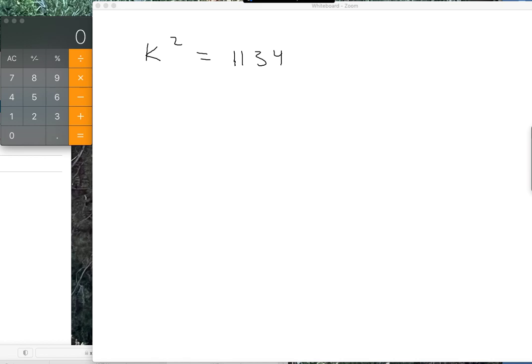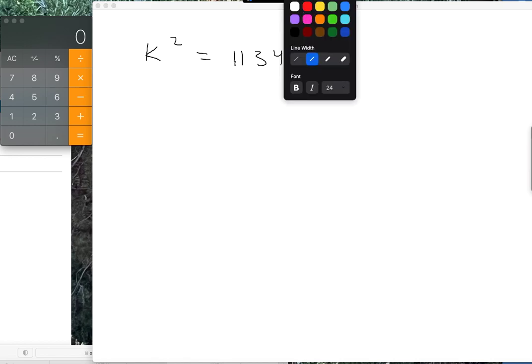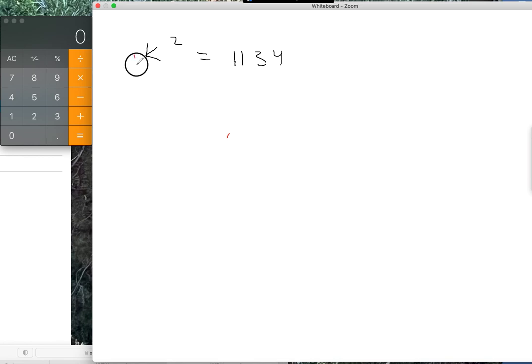Coming over here, when the number's a little tougher, we're still going to root both sides. Same principle, but the hard part now is the chapter 4 material, trying to figure out how to simplify that 1134. So the square root of k squared makes plain k, and this is going to be plus or minus something. So here's where I want to figure out how I can break down 1134 to see if there's any perfect squares in there.